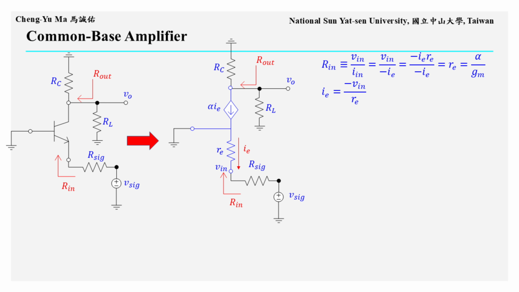We begin by finding the input resistance Rin. By definition, Rin equals Vin divided by Iin. Here it is also Vin divided by negative IE, because the NPN emitter current IE is usually defined as leaving the transistor, while the input current Iin is defined as entering the amplifier. The input voltage Vin is negative IE times Re, therefore Rin equals Re. Also, Re equals alpha over Gm, which is approximately 1 over Gm. From the equivalent circuit, IE can also be written as negative Vin over Re.